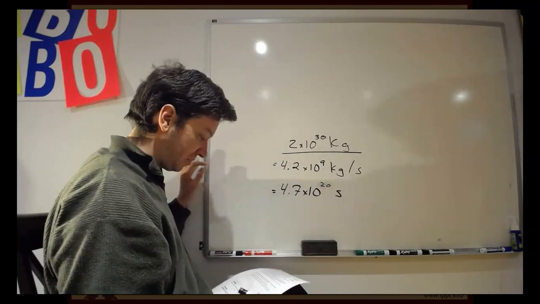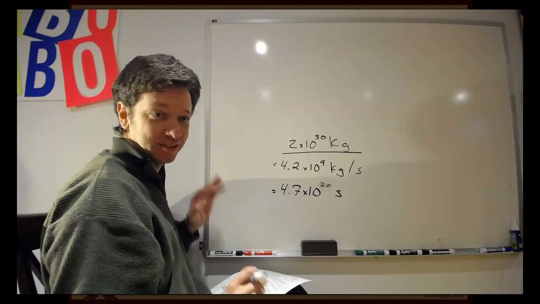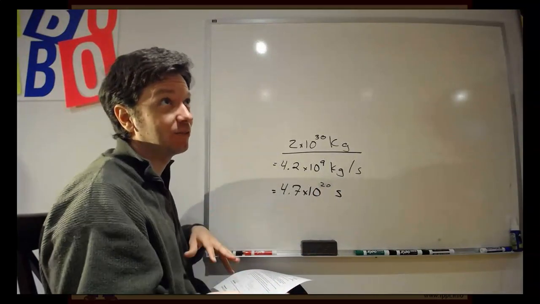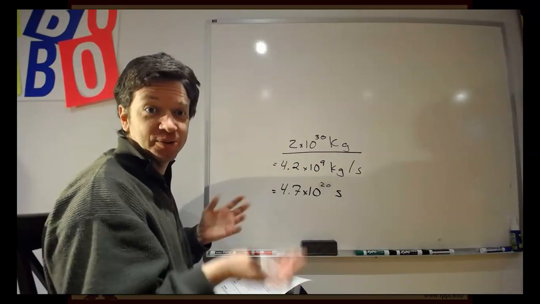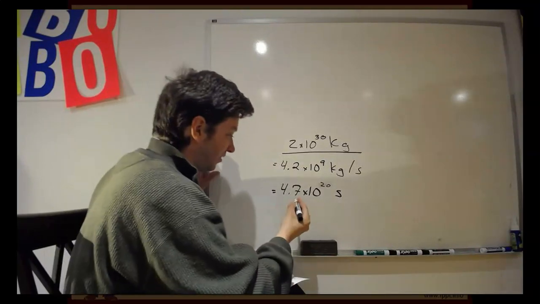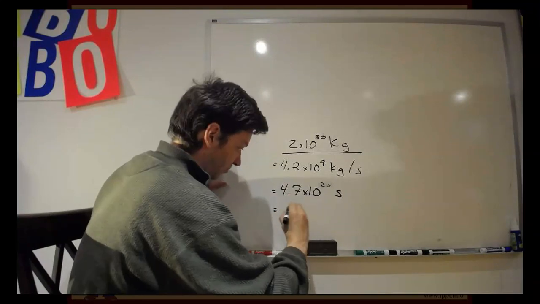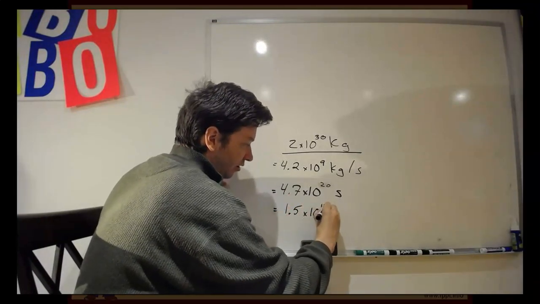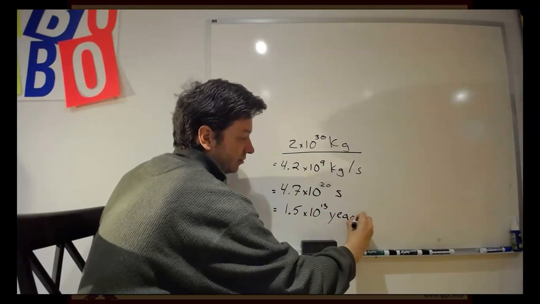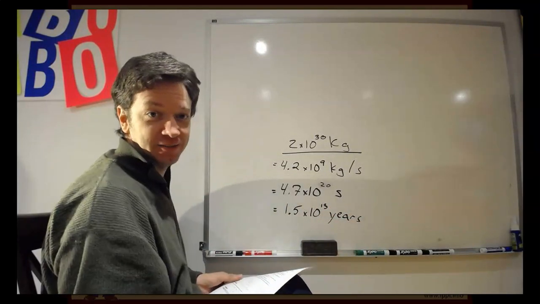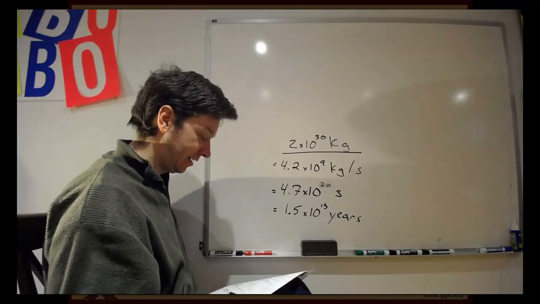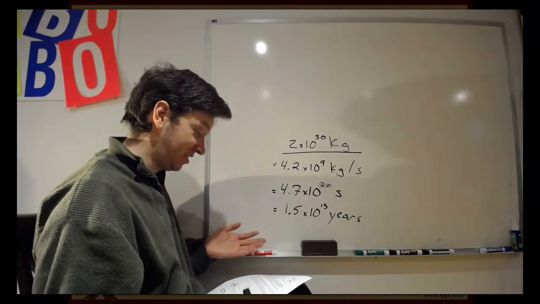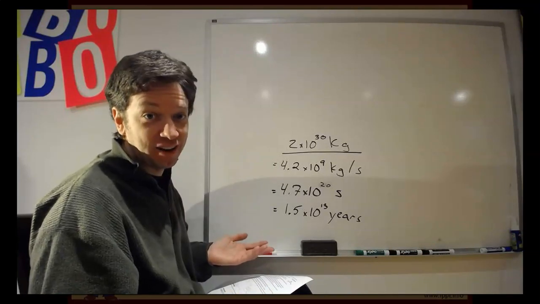All right, well then, how many years is that? We'll divide by 60, divide by 60 again, and then we got 24 hours in a day, 365 days in a year. So keep dividing and you'll get 1.5 times 10 to the 13 years. That's just how massive our sun actually is. Okay, well, actually our sun's only going to last about another 5 billion years.